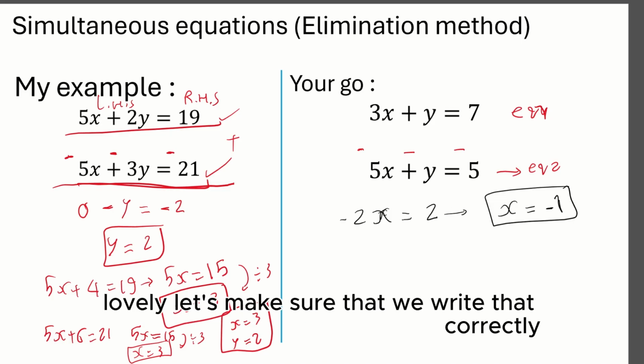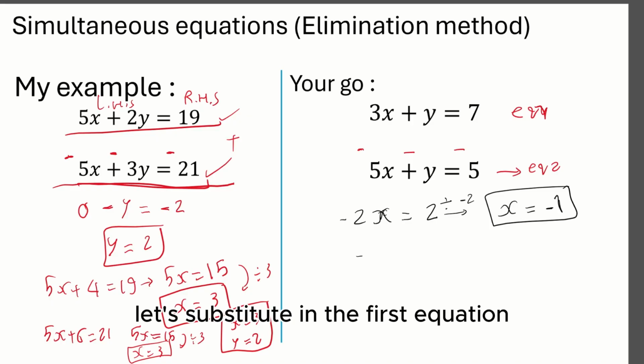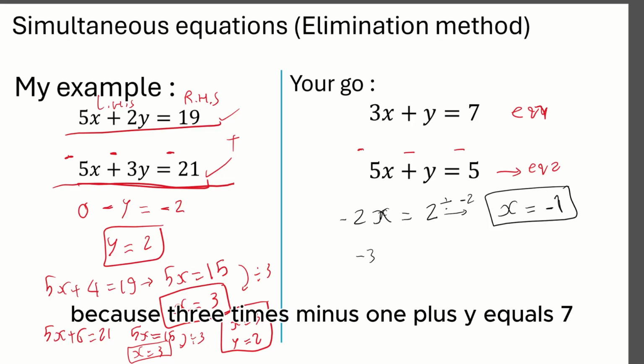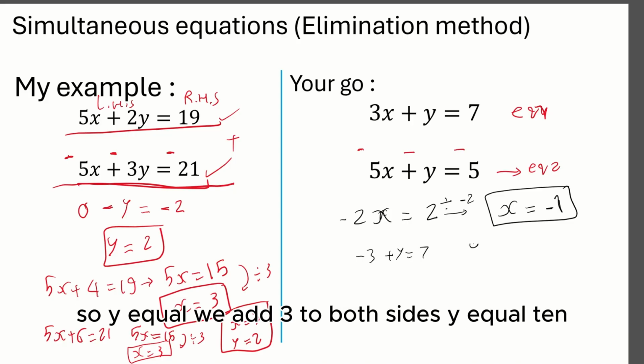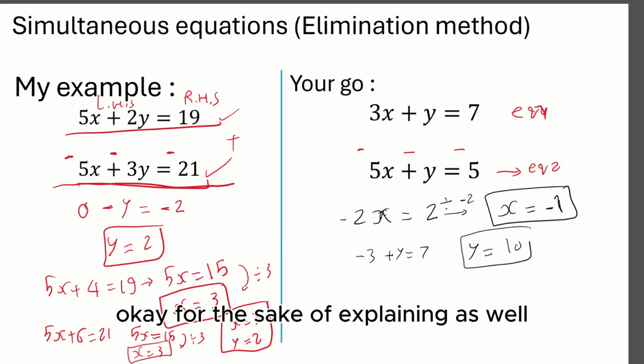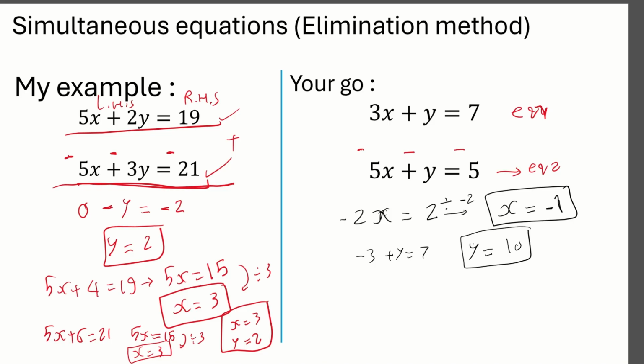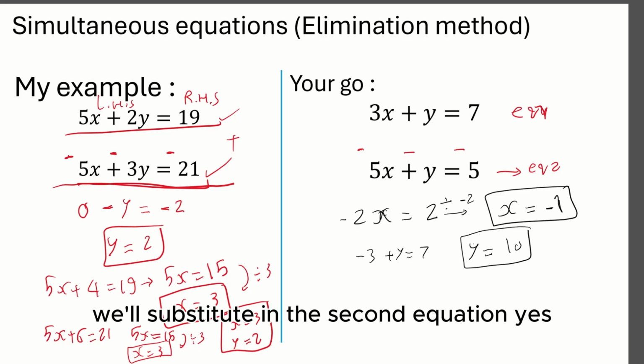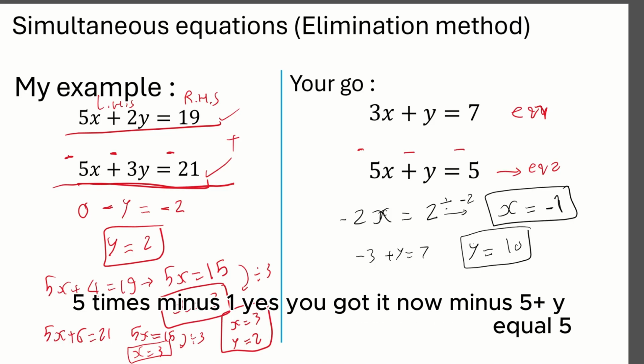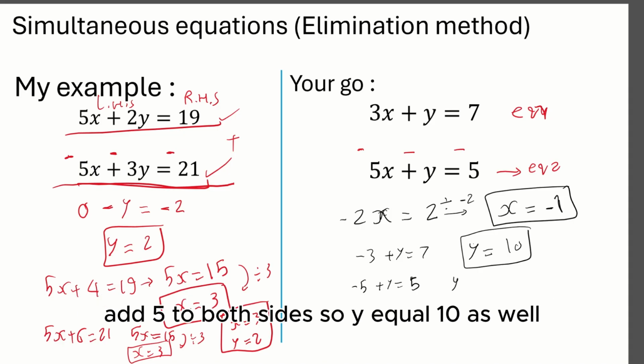Okay, lovely. Let's make sure that we write that correctly. Let's substitute in the first equation. So minus 3, because 3 times minus 1, plus y equals 7. So we add 3 to both sides, y equals 10. Okay, for the sake of explaining as well, we'll substitute in the second equation. Yes, 5 times minus 1, yes, you got it now. Minus 5 plus y equals 5. Add 5 to both sides, so y equals 10 as well.